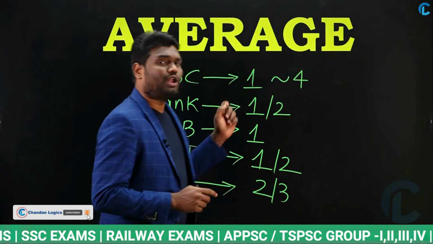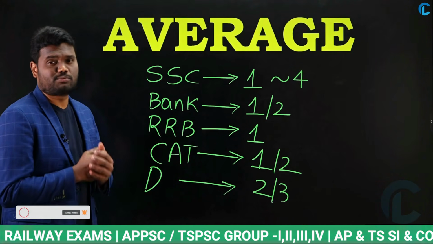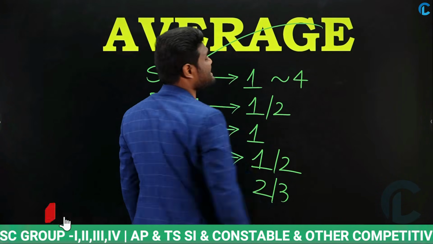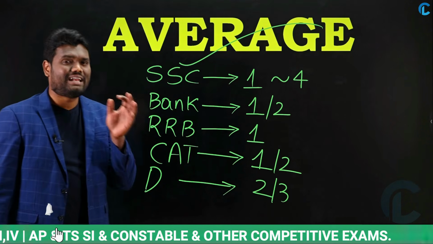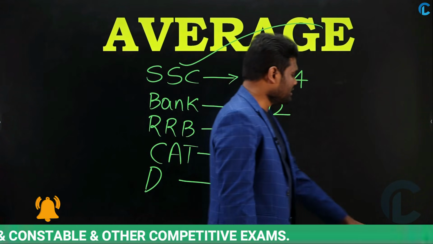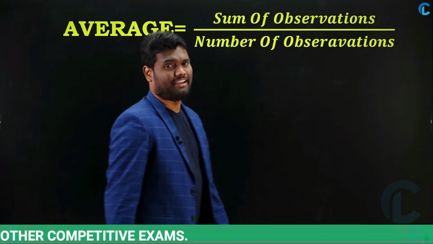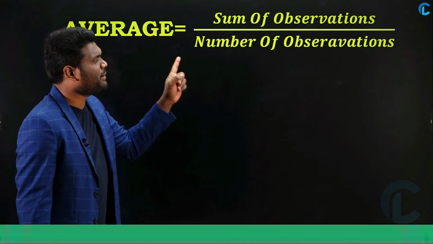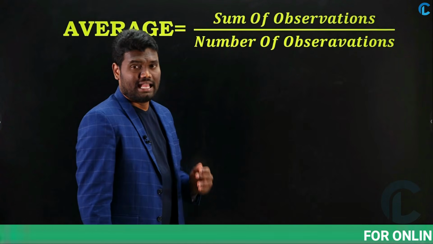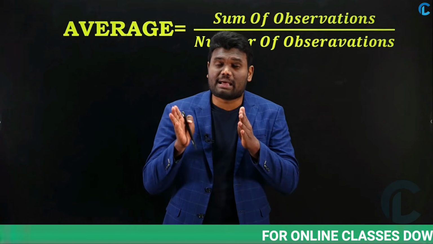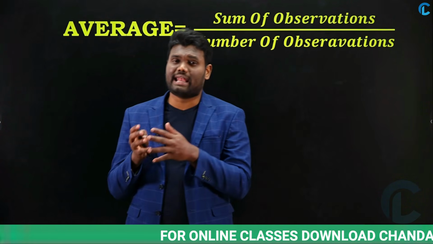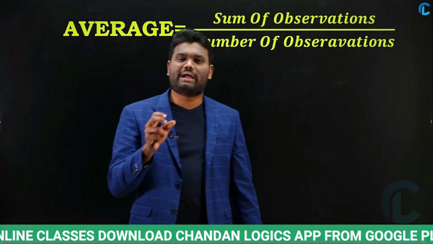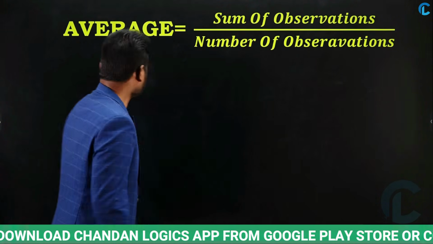Okay, and we all know what average means. So we'll start from the very basics. Now my first question is, what is average? We all know what average is. We all know that average, in simple definition, is nothing but sum of observations divided by number of observations. This can be said as sum of elements divided by number of elements, or sum of numbers divided by number of numbers. Yes or no?